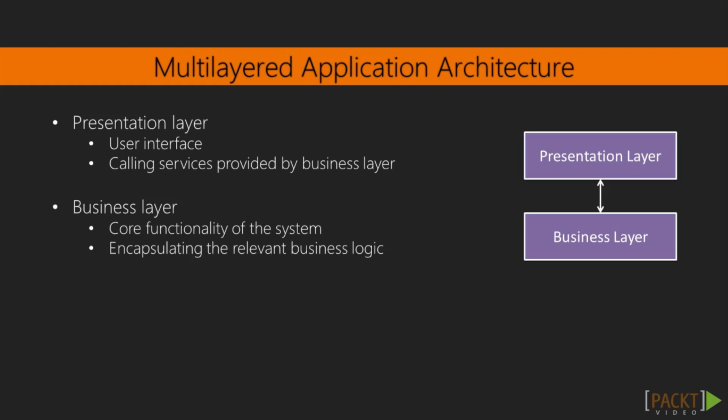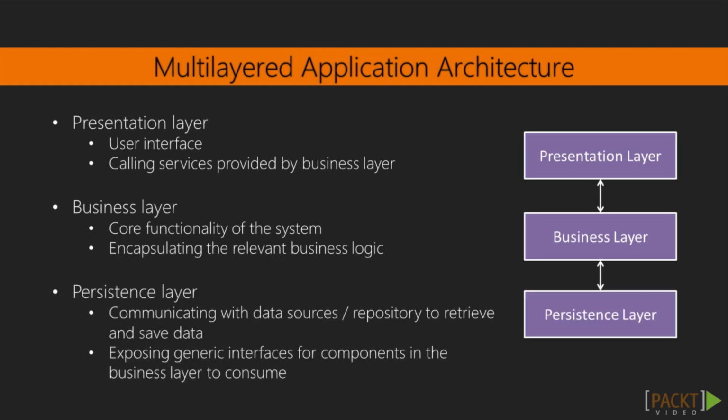One layer down is the business layer. It provides core functionality of the system and encapsulates the business logic, such that the presentation layer can focus on managing the interactions with the application users. At the bottom is the persistence layer. It's responsible for communicating with the data sources, to retrieve and save data, by exposing generic programming interfaces for components in the business layer to consume. We'll touch on that a bit more in the next section.